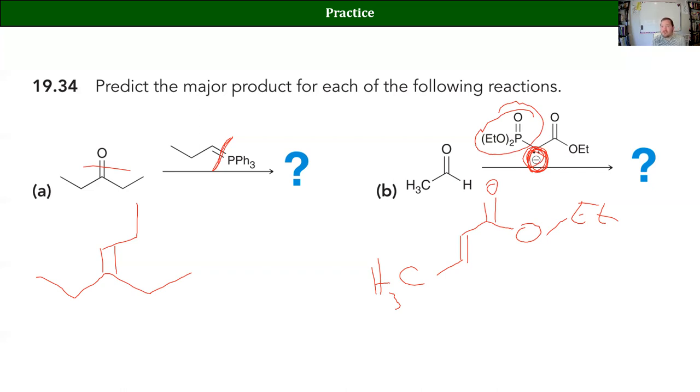Because we haven't dealt with phosphorus at all yet, really, right? So this is a dead giveaway. The only reaction we know at this point with phosphorus is the Wittig reagent. Questions on these ones?